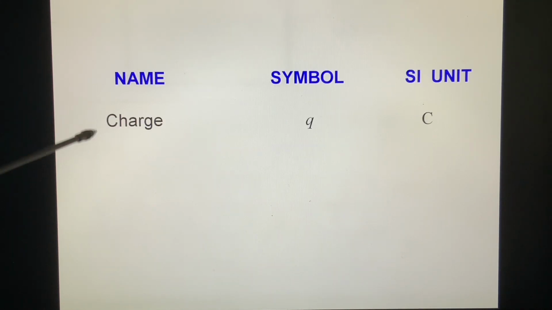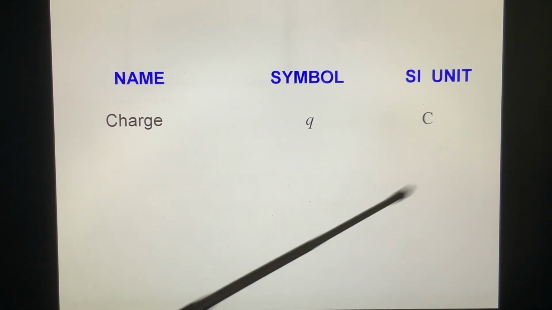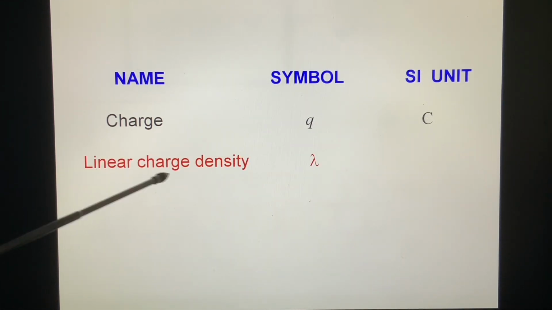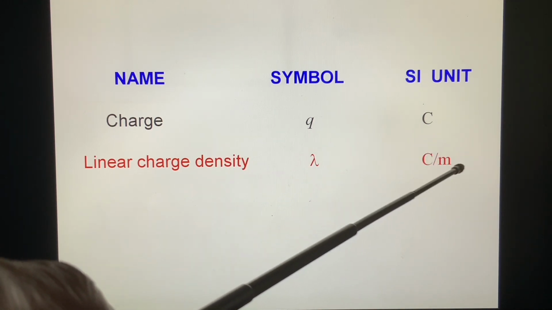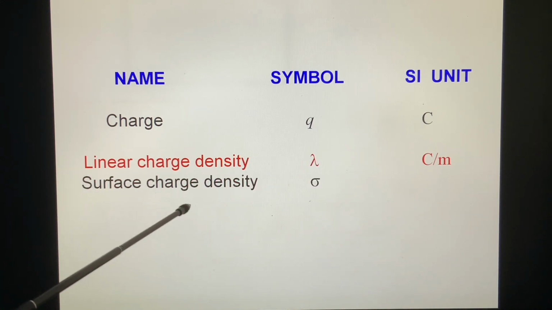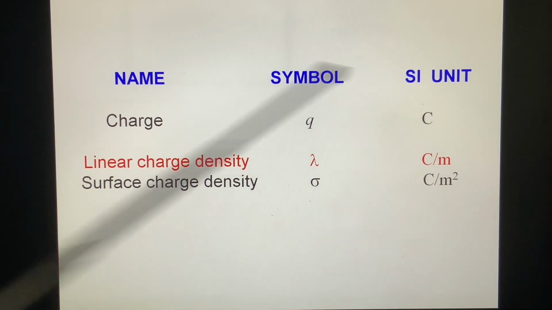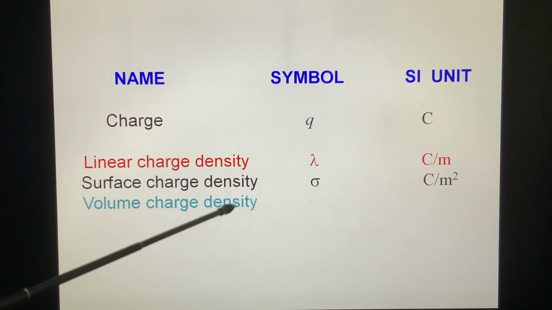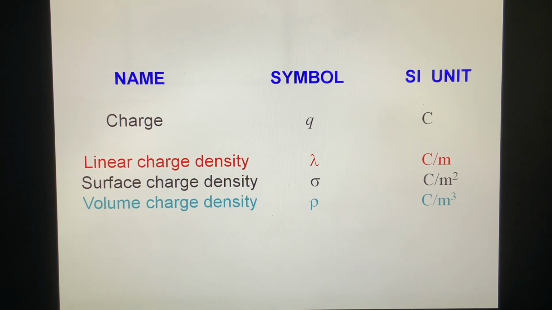In this book, because of the charge, we use the symbol Q. The unit is coulomb. Linear charge density is coulomb per meter, lambda we use. Surface charge density, sigma, is coulomb per square meter. Volume charge density, rho, is coulomb per cubic meter.